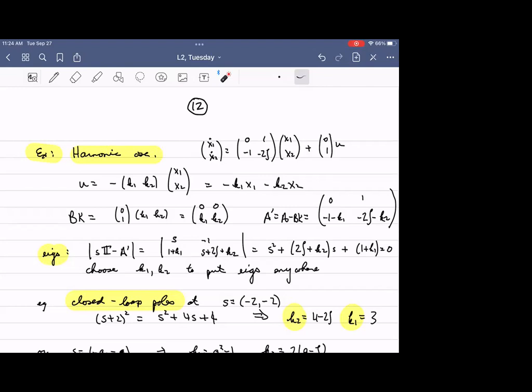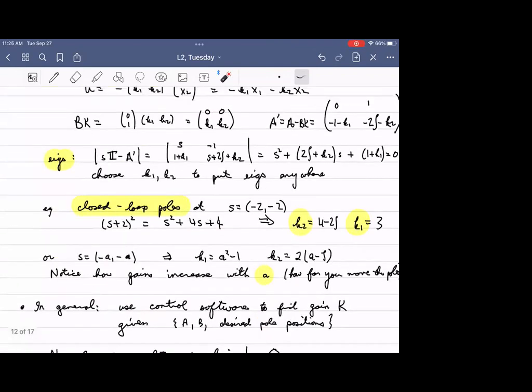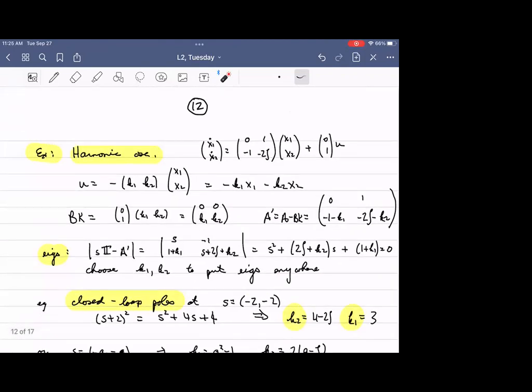Okay, so that's nice. And so then one question is, where would you want to put the poles? Of course, it depends on what you want to do, but there are at least some heuristic guidelines. So for example, let's think about this harmonic oscillator. Maybe we're interested in vibration damping. So with vibration damping, the system gets hit and you want it to go back to its equilibrium as fast as possible.